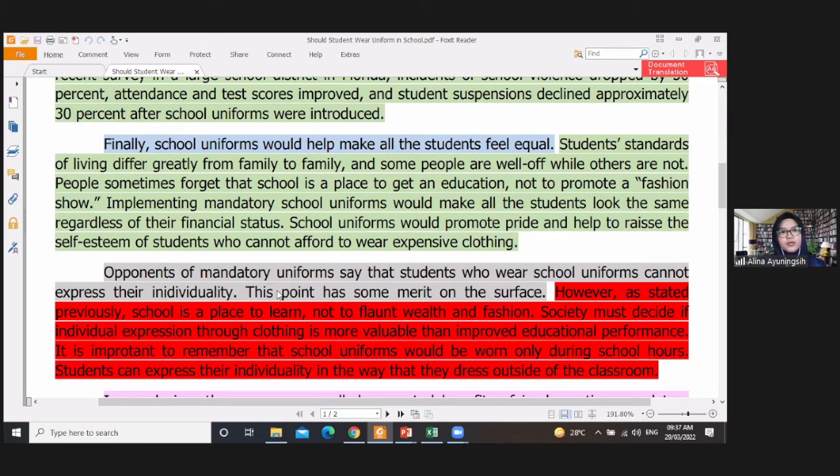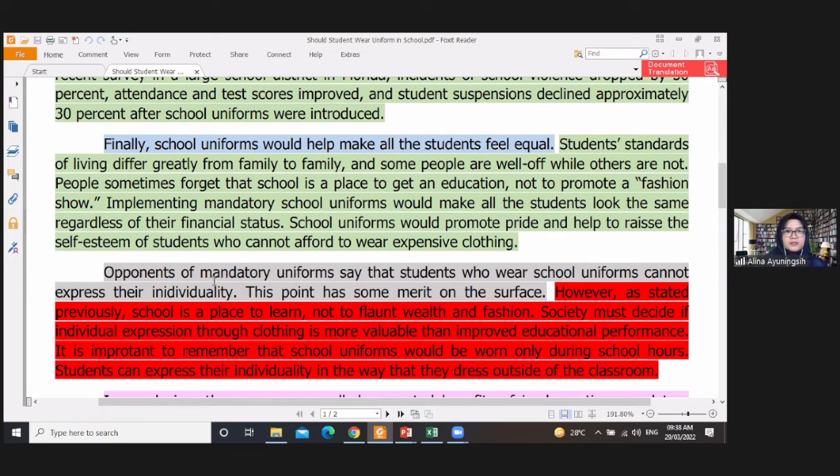The gray one here and the red one here is the refutation. So refutation is usually written in a separate paragraph, in a different paragraph from the body paragraph. So it is written alone, in one paragraph alone. Like this one: opponents of mandatory uniforms say that students who wear school uniforms cannot express their individuality. This point has some merit on the surface.